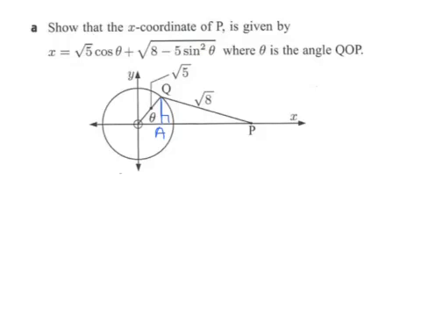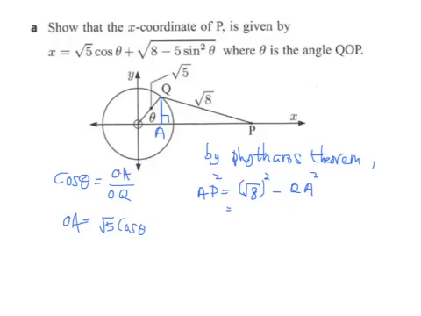Let's try that. So the triangle OQA immediately allows you to see that cosine theta is OA over OQ, and OQ is given as root 5. So there you have it, the OA, which is the first part of the expression. Now let's try and tackle this part, the triangle APQ. By Pythagoras, AP squared is the hypotenuse squared, subtract the length of the opposite side, QA squared.